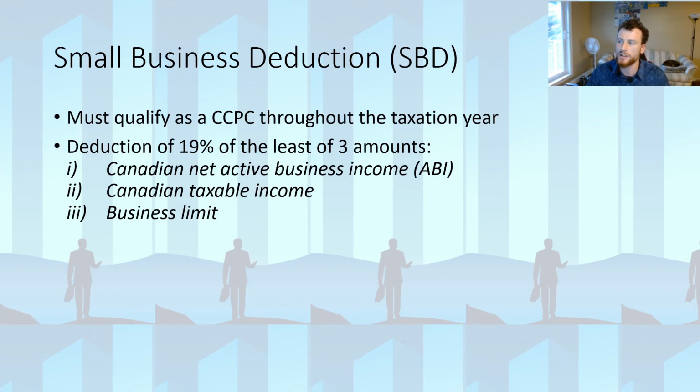The deduction is based on the least of three amounts. So we have to determine each of these three amounts, choose the smallest, and multiply that by 19%, and that will be our deduction against our federal tax.